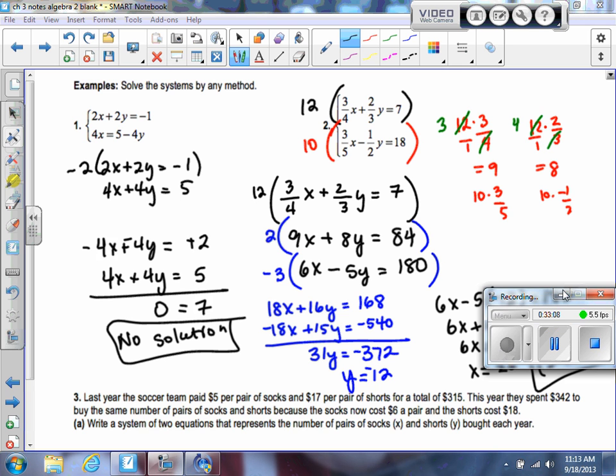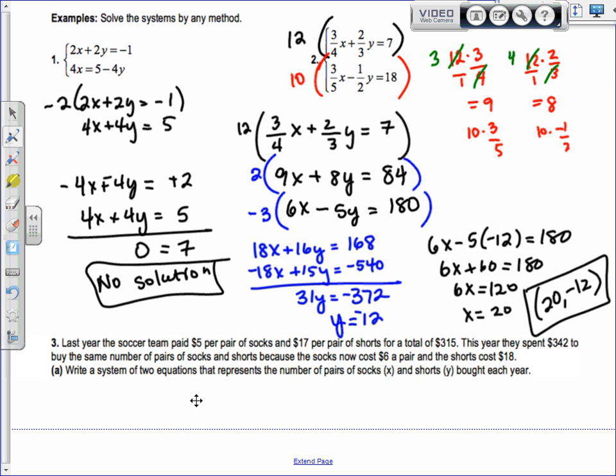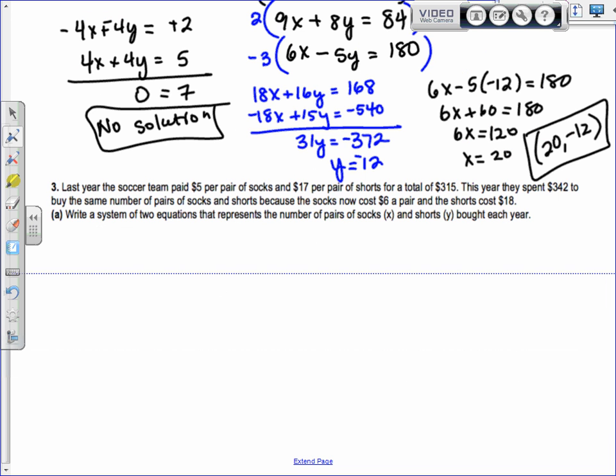Here we go. All right, so number 3, it says last year the soccer team paid $5 per pair of socks and $17 per pair of shorts for a total of $315. This year they spent $342 to buy the same number of pairs of socks and shorts because the socks now cost $6 a pair and the shorts cost $18. Write a system of 2 equations that represent the number of pairs of socks x and the shorts y bought each year.